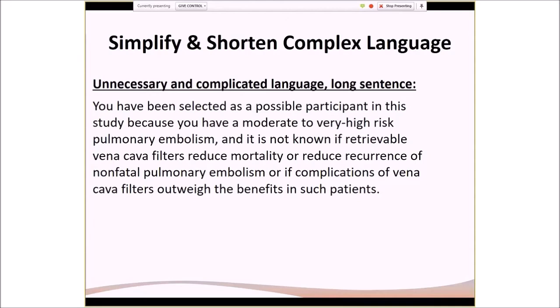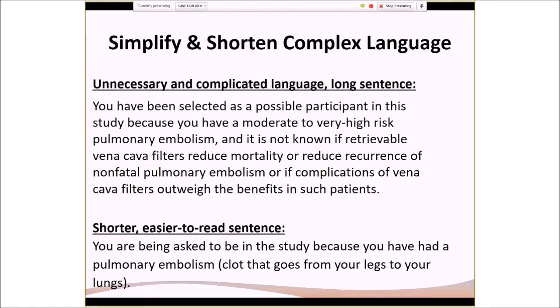You've been selected as a possible participant in this study because you have moderate to very high risk of pulmonary embolism. It's not known if retrievable vena cava filters will reduce mortality, blah, blah, blah. Are you still listening? So here is an easier, shorter sentence. You're being asked to be in the study because you have a pulmonary embolism. It's a clot that goes from your legs to your lungs.